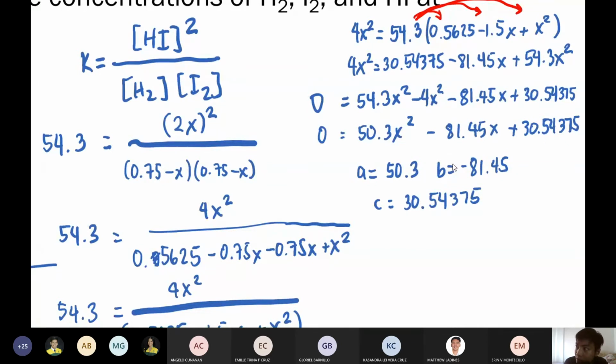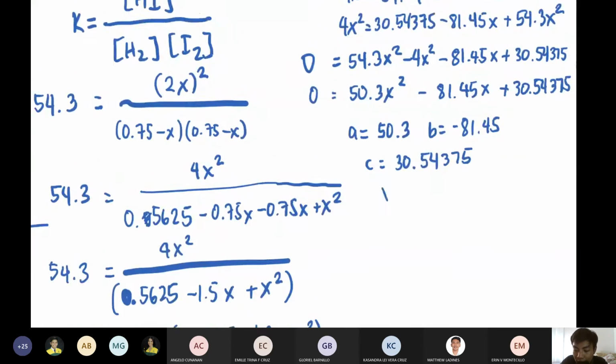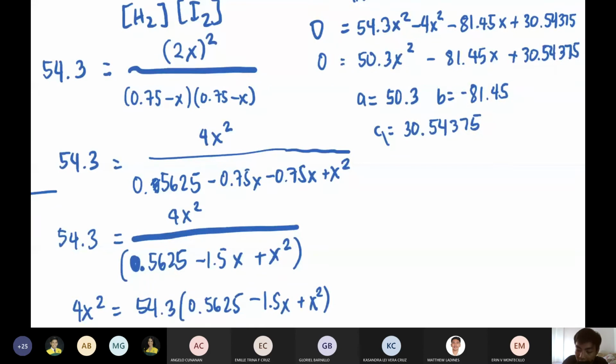Okay? So since alam ko na yung values ng a, b, and c ko, ano na gagawin ko? I will plug these numbers into my quadratic equation. Ano ba yung quadratic equation? Teka lang. Gumagalaw yung screen. Okay. So, ano yung quadratic equation? That is x equals negative b plus minus the square root of b square minus 4ac over 2a. Okay? So, yung values ng a, b, and c, ipa-plug in nyo dito and you will get two values. 2 x values.